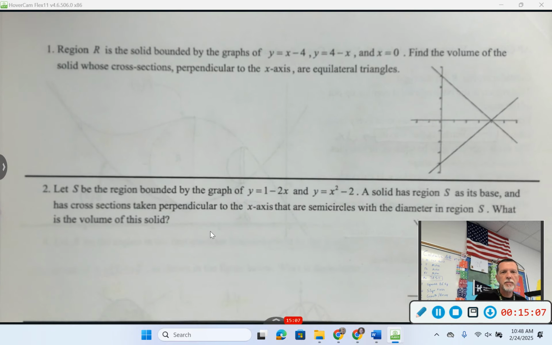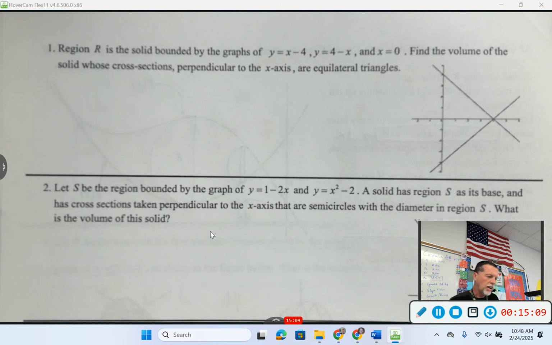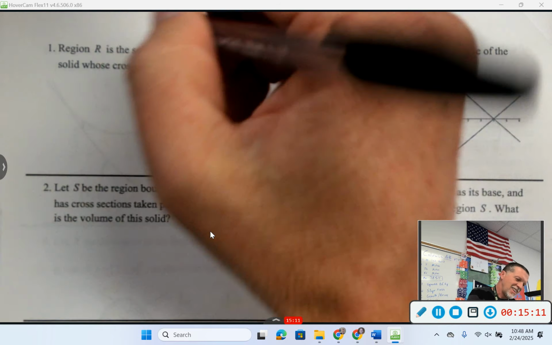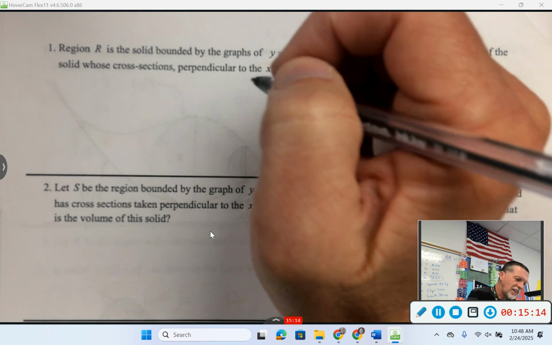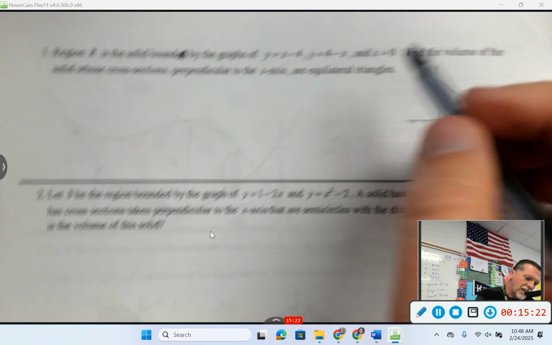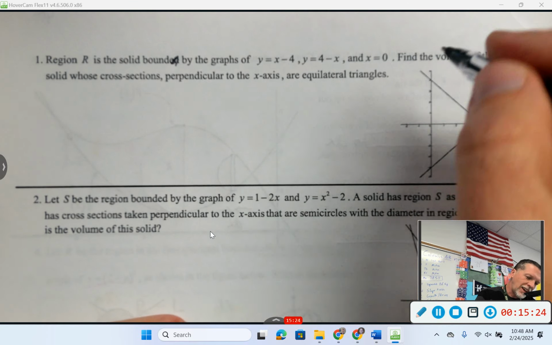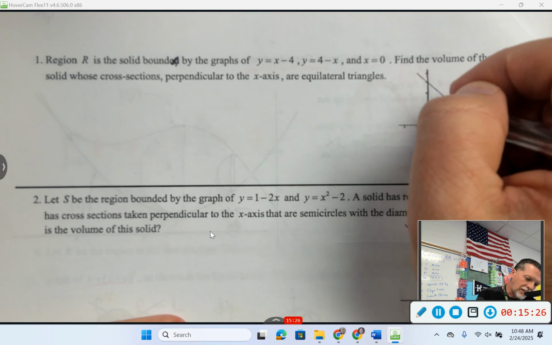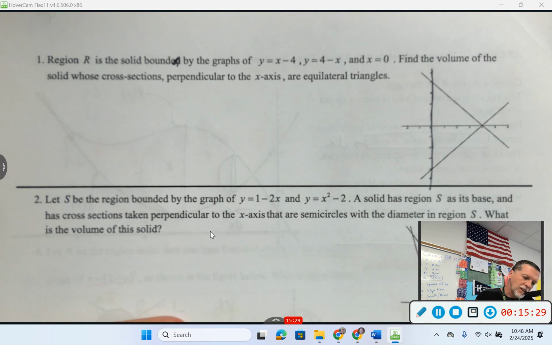All right, let's go back to number 1 here. Region R is the solid bounded by the graphs of y equals x minus 4, y equals 4 minus x, and x equals 0. Okay, x equals 0, that's an easy graph to know.